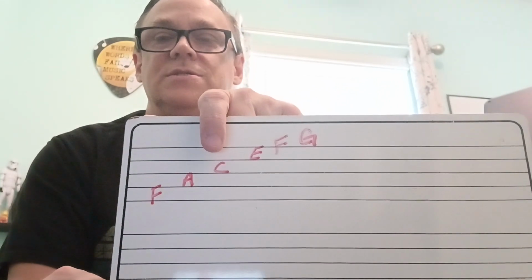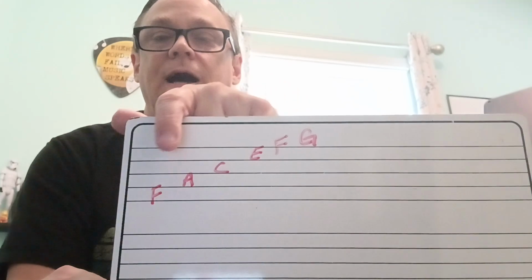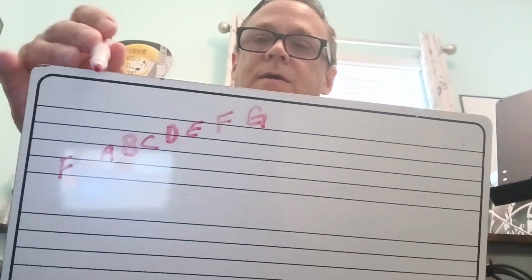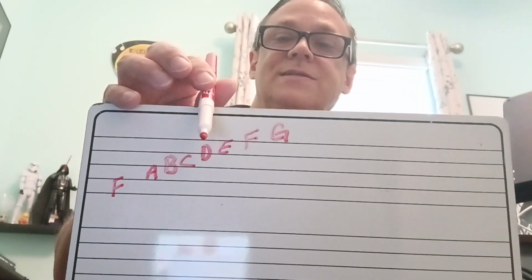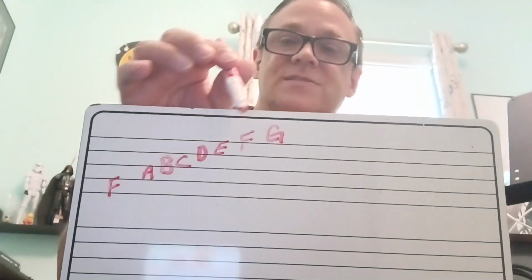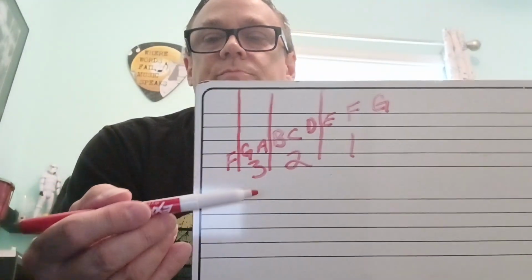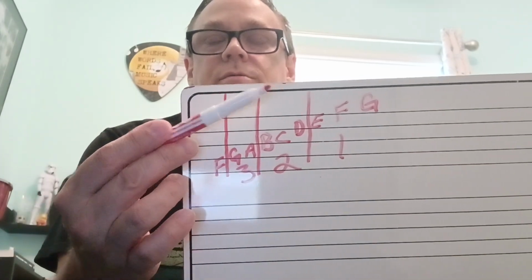The line in between is C and E. The line in between is A and C. A, literally, B, the line, C, space, line D, space E, because it spells face, line F, and G. Now, these are the notes that belong on the third string, second string, and first string.